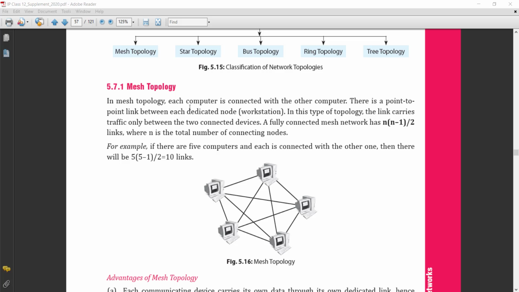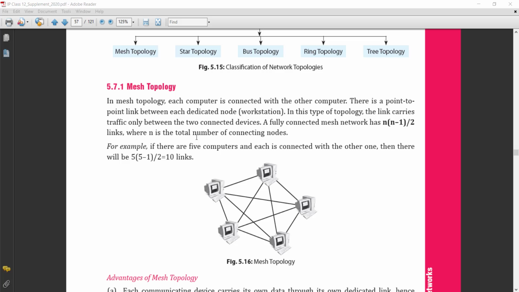In a mesh topology, each computer is connected with the other computers. You can see in this figure that each computer is connected to the others. If you take this computer, it is connected to this, this, and this. So each and every computer is individually connected with the other computers. So it comes under the mesh topology.